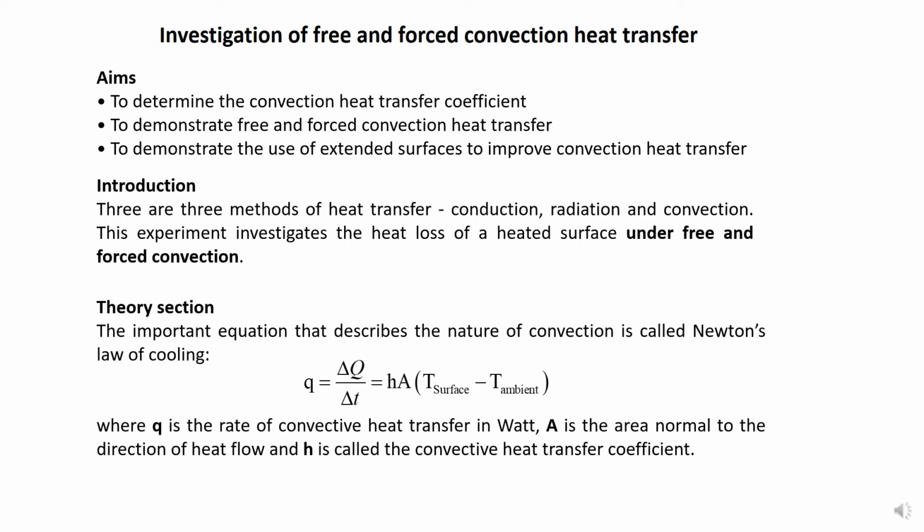We can use Newton's law of cooling to describe the nature of convection. In this equation, Q is the rate of convective heat transfer, A is the area normal to the direction of heat flow, and h is called the convective heat transfer coefficient. In addition, in this equation, T surface is the surface temperature of the heat exchanger, and T ambient is the ambient temperature.